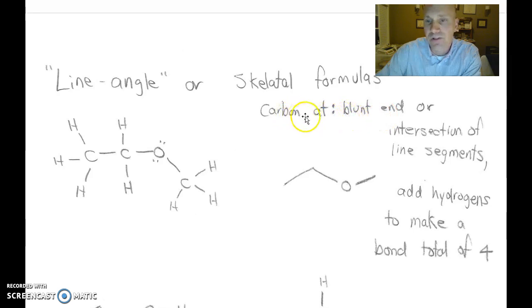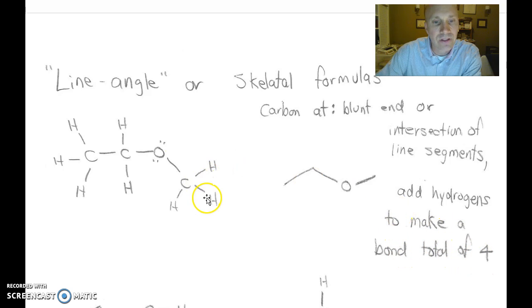It is assumed that there is a carbon at either the blunt end or the intersection of line segments. After you realize where the carbons are, your job is to add hydrogens, or to assume that there are hydrogens there that are not drawn, so that you eventually get a bond total of 4.